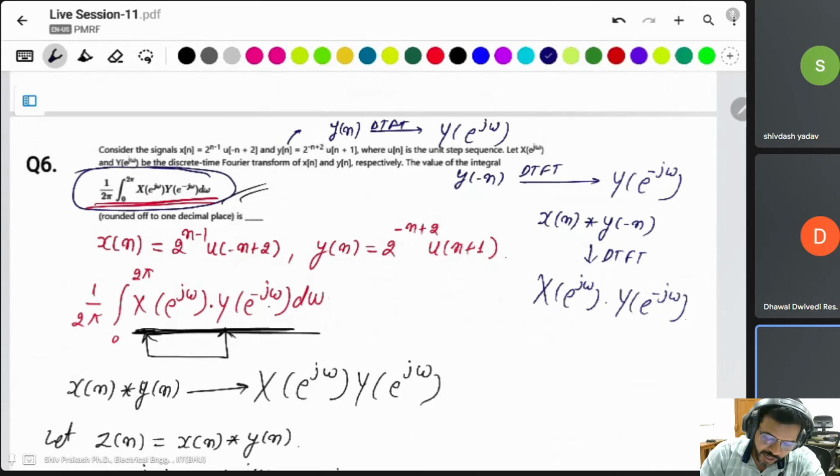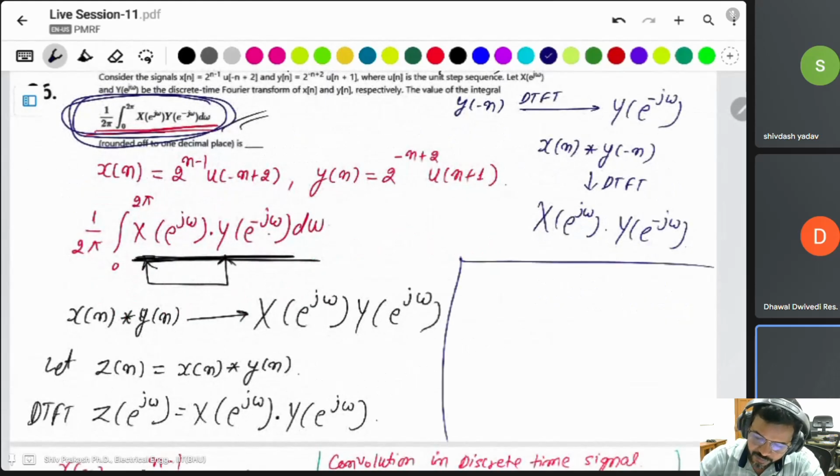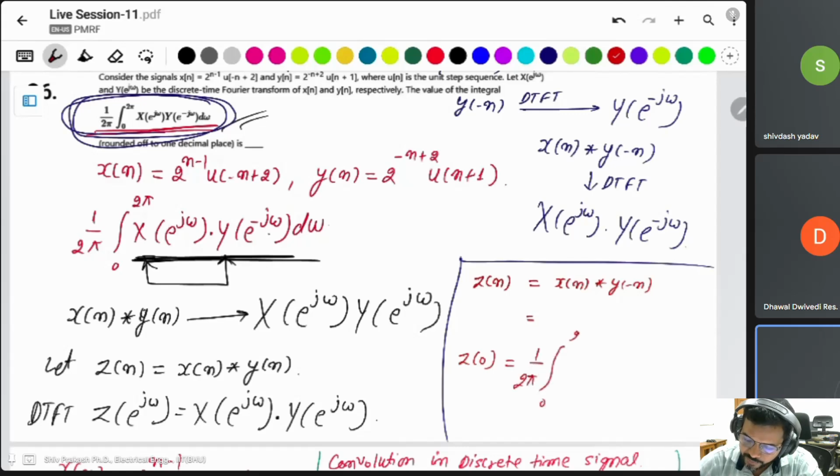Simply, this function looks the same as the center ordinate theorem. By the center ordinate theorem, for a function like z[n], which is the convolution of two quantities x[n] and y[-n], if you convert this in the discrete time Fourier transform, then the value of z[n] at 0 can be solved easily: it is 1 by 2π, from 0 to 2π, X(e^jω) into Y(e^-jω).